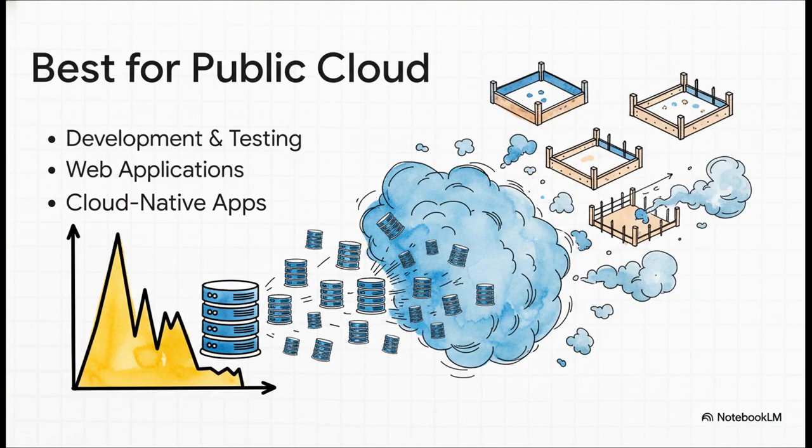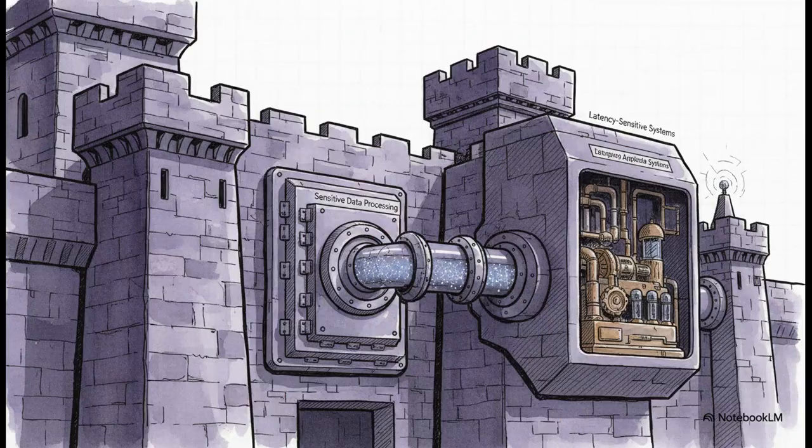So you learned that workloads that have unpredictable or bursty demand are a perfect fit for the public cloud. Think about things like dev and test environments that you can spin up and tear down in minutes, or a website that might suddenly get a huge flood of traffic. On the other hand, workloads that are predictable, super sensitive, or have really unique requirements are usually a much better fit for the private cloud.